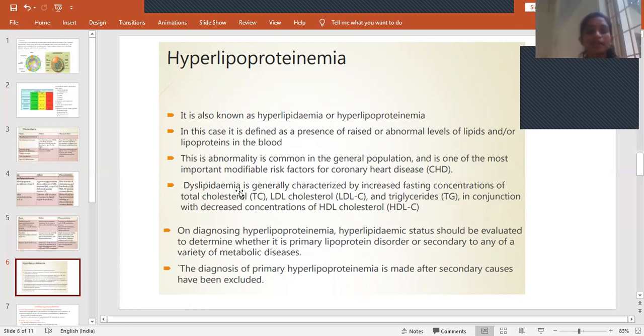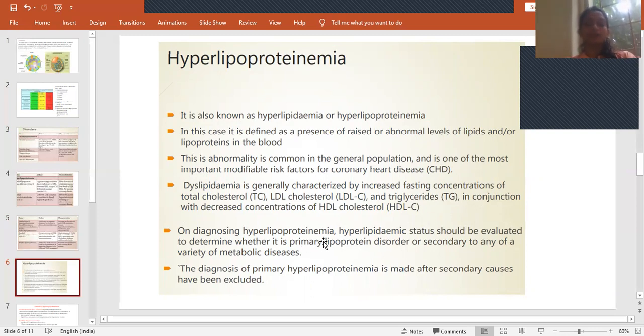And then dyslipidemia is generally characterized by increased fasting concentrations of lipids. So how do we characterize this dyslipidemia? If we take the fasting lipid profile, total cholesterol levels will be high, LDL cholesterol levels will be high, and triglyceride levels will be high, along with a decrease in HDL cholesterol. HDL is the good cholesterol, the good lipoprotein which is required, and the remaining three are bad cholesterol. So in dyslipidemia, there will be an increase in LDLs, total cholesterol and triglycerides in the fasting lipid profile, along with a decrease in HDL cholesterol. That condition we call dyslipidemia.